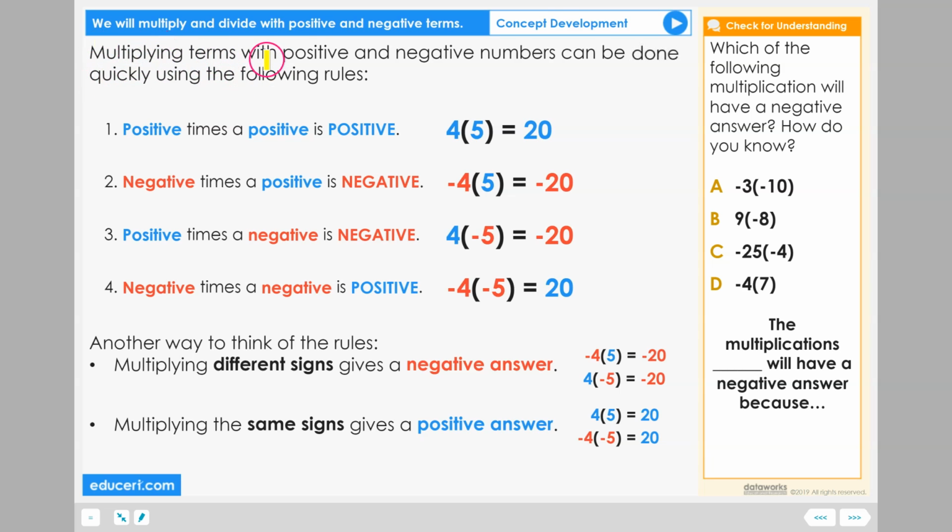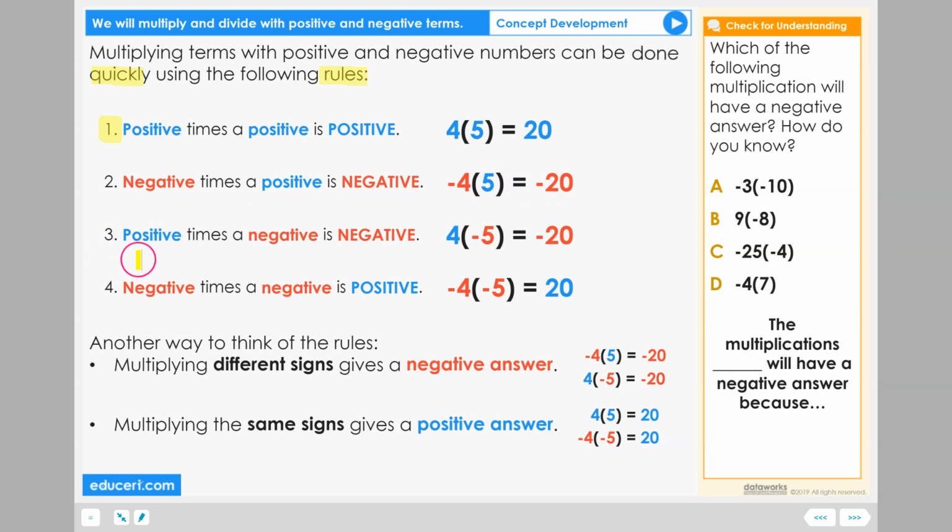Multiplying terms with positive and negative numbers can be done quickly using the following rules. Positive times a positive is positive. So positive 4 times positive 5 equals a positive 20. But now these next three rules are the new rules. Rule number 2. A negative times a positive is negative. Negative 4 times positive 5 equals negative 20.